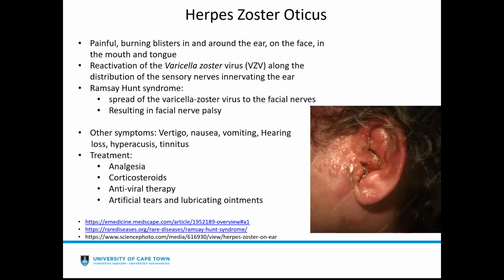Analgesia is important in these patients. They often have severe pain, so good analgesia is recommended, as well as putting patients on carbamazepine to help with neuropathic pain. Individuals with Ramsay Hunt syndrome often have incomplete eye closure, and special care needs to be taken to prevent corneal injury in these patients. So artificial tears and lubricating ointments can be prescribed to protect the cornea for these patients, and also an eye patch at night.